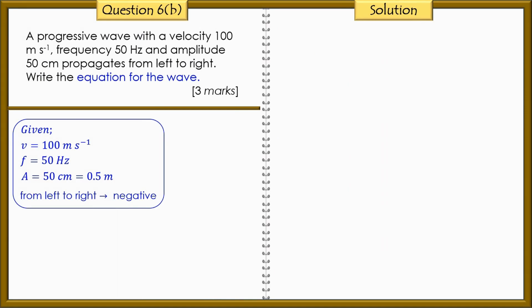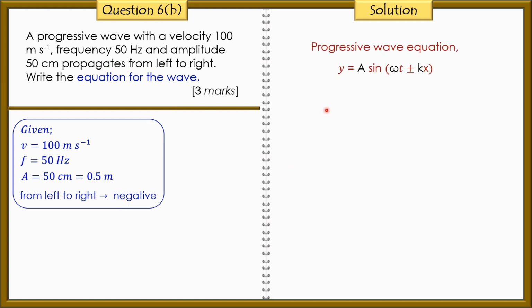Question 6b. A progressive wave with a velocity of 100 meter per second, frequency 50 Hz, and amplitude 50 centimeter propagates from left to right. Write the equation for the wave. As usual, when you read the question, list all the information given. Here, there is hidden information where the question stated that the wave propagates from left to right. So, the hidden info is the sign that we will use in the equation is negative sign.